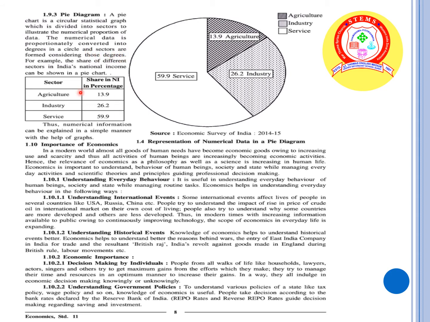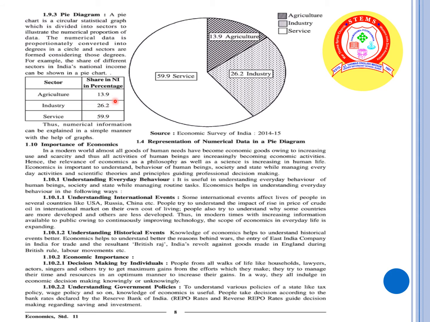For this, the data that has been shown has to be first of all converted into degrees, because the circle can be divided only in different degrees. That is why we have to convert the data first into degrees and then divide the sectors accordingly. The example given to you is the share of different sectors in India's national income. So the different areas whereby it is contributing to India's national income are shown in a pie chart. For example, the agriculture sector is given in percentage, that is 13.9 percent.